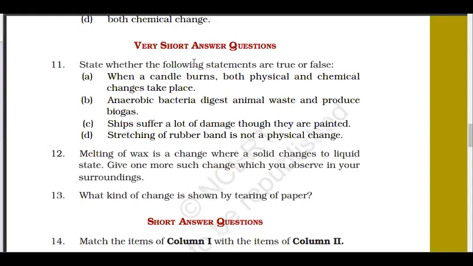Second one, tell me second one. Anaerobic bacteria digest animal waste and produce biogas. False. How come it's false? Tell me. It's true, okay, it's true, right?